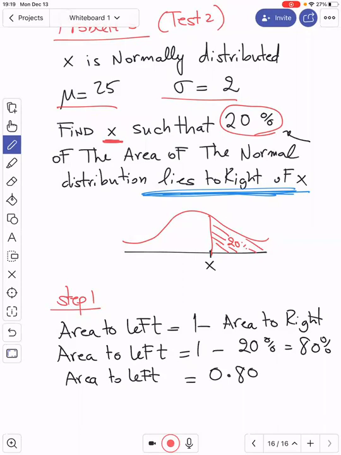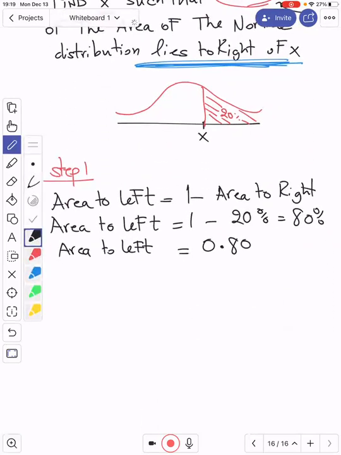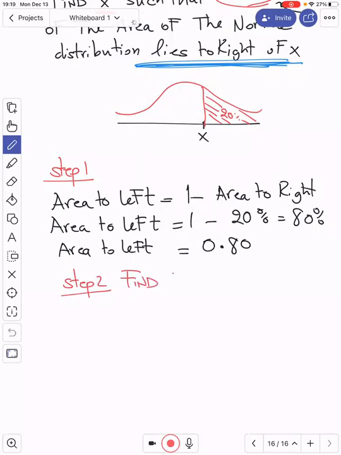Okay. Now, once you find your area to the left, that's the first step. The second step is you need to find the corresponding z. Again, this 0.8 is not z. This is the area to the left. So you need to find the corresponding z. Step two, find the corresponding z. So you need to find this 0.8 inside the table 3, right? Find z in table 3.